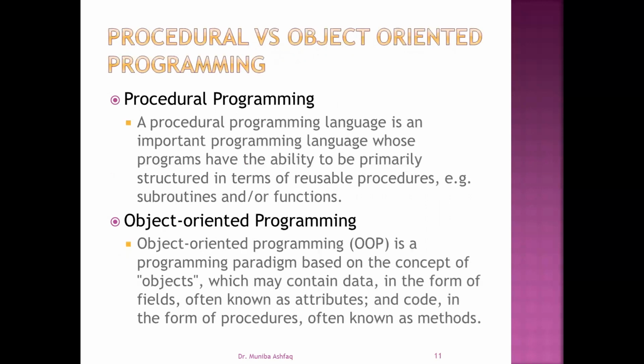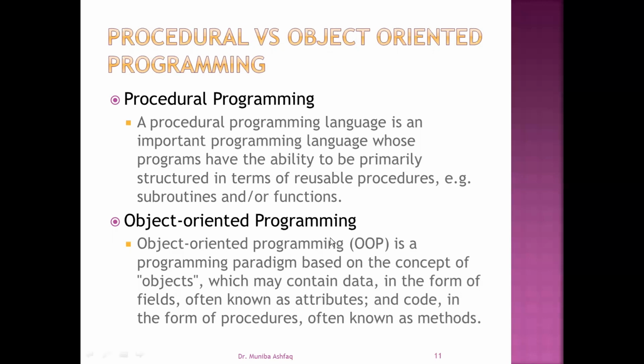Procedural versus object-oriented programming. Procedural programming language is an important programming language whose programs have the ability to be primarily structured in terms of reusable procedures, for example, subroutines or functions. So in procedural programming language, we have the codes which are reusable, and these are the procedures and the functions.